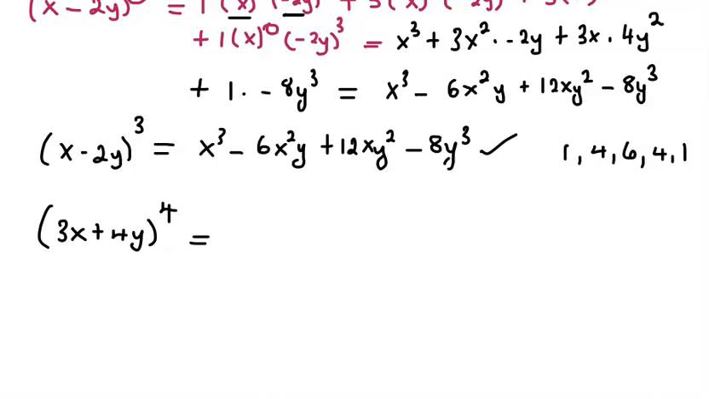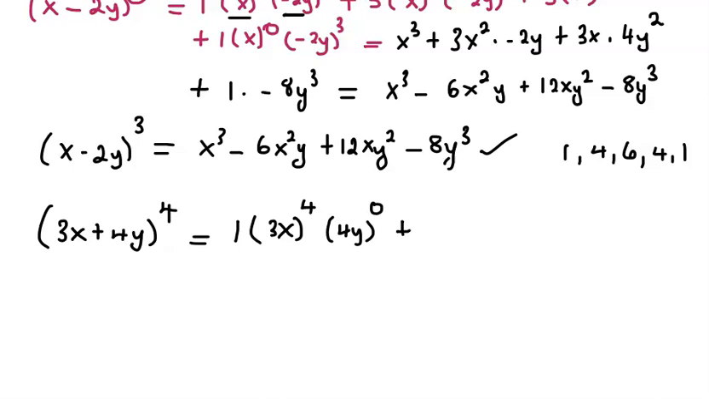So let's start with the first coefficient, which is 1. Multiply by the first term in the bracket, which is 3x. Remember, the power here will be 4, which is the highest power here. Remember that for this first term, the powers are always descending, while for the second term, which is 4y, the powers will always ascend. So this will be to the power of 0.